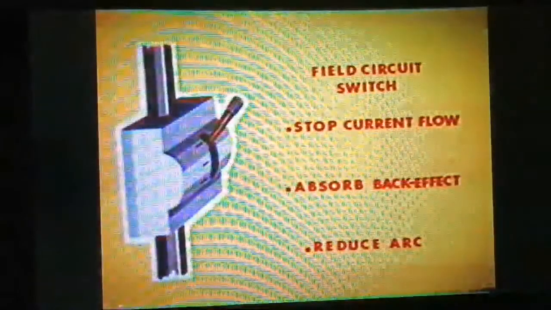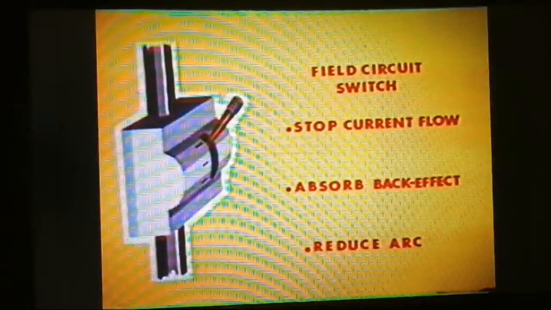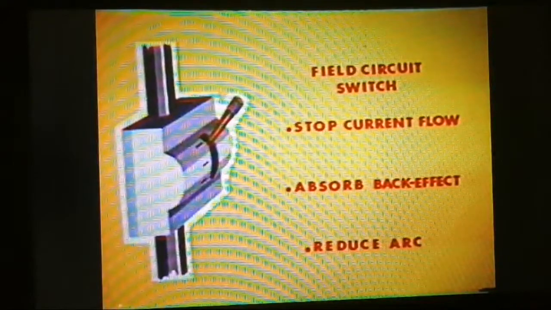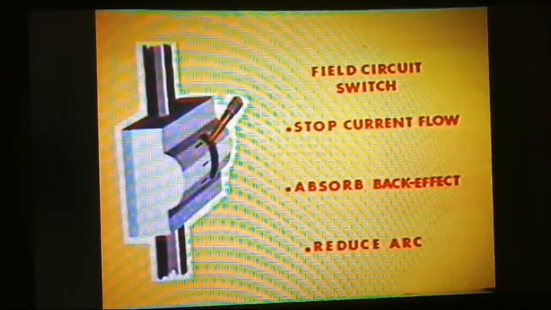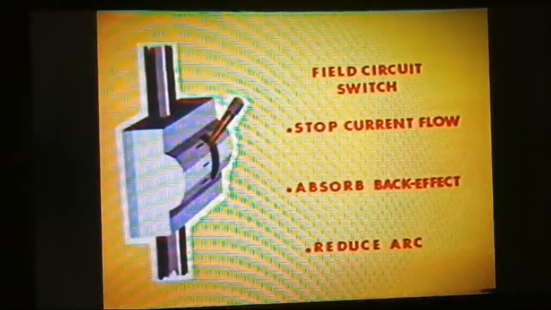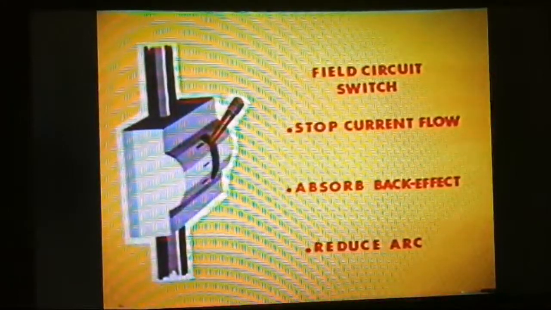A sudden and high voltage is induced in the coils and seeks to keep the current flow by actually jumping the switch's air gap. The field circuit breaker then must absorb the back effect or kick of the field coils and also prevent or reduce the arcing caused by highly induced voltages. We can reduce this high voltage arc by slowing down the collapse of the flux field.